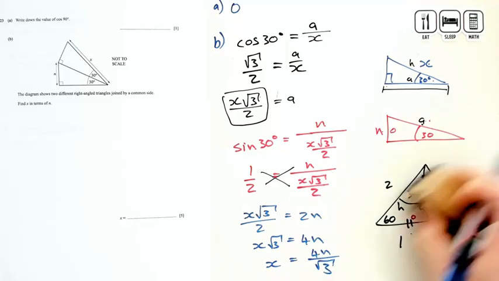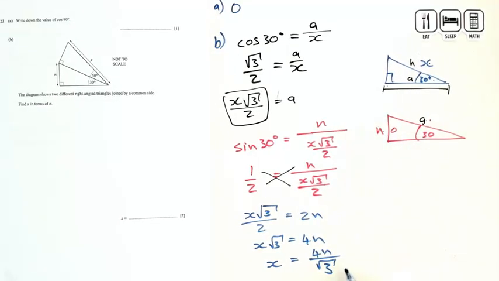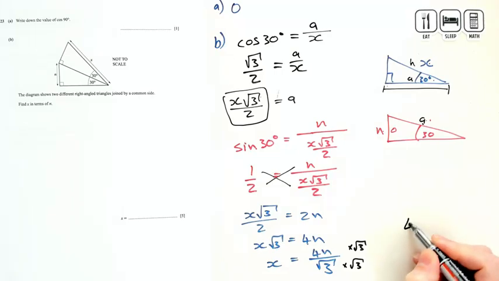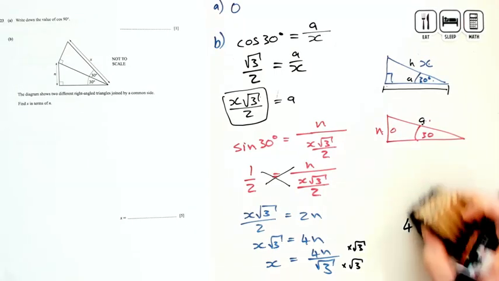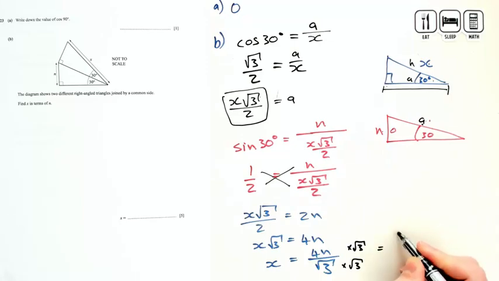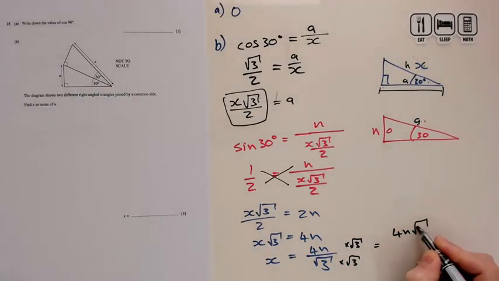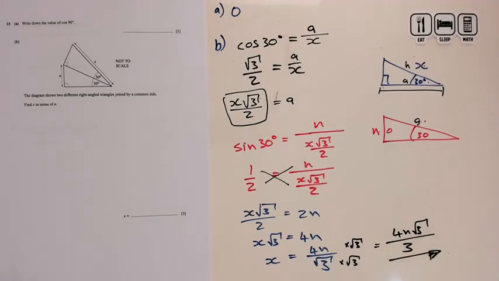But I don't really want to, I mean, that's the answer, but I don't want to leave anything in root form, with a root in the denominator. So I'm going to multiply top and bottom and just rationalize this. And then I'll be left with 4n times the root of 3 over 3. And that should be my final answer.